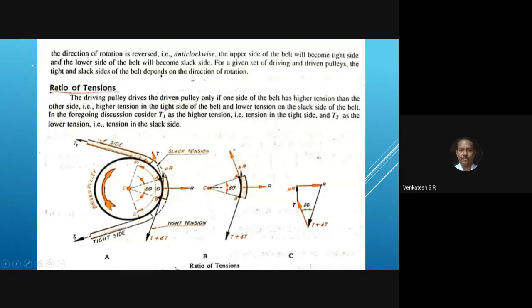For this question, write three diagrams. One is the big diagram, that is the driven pulley.